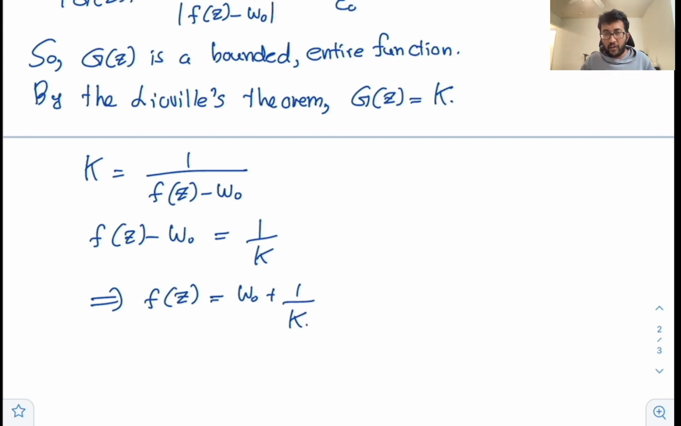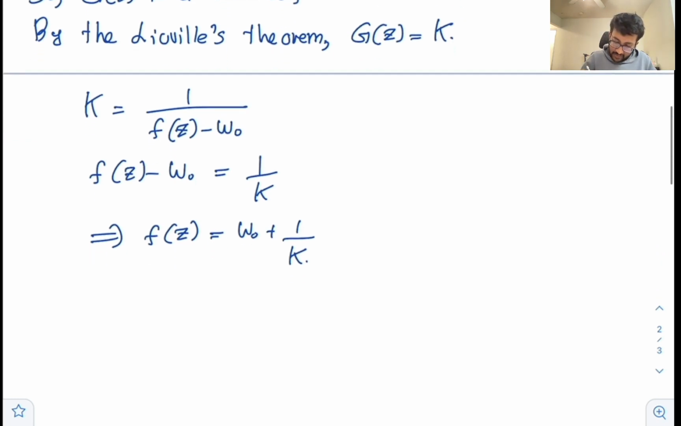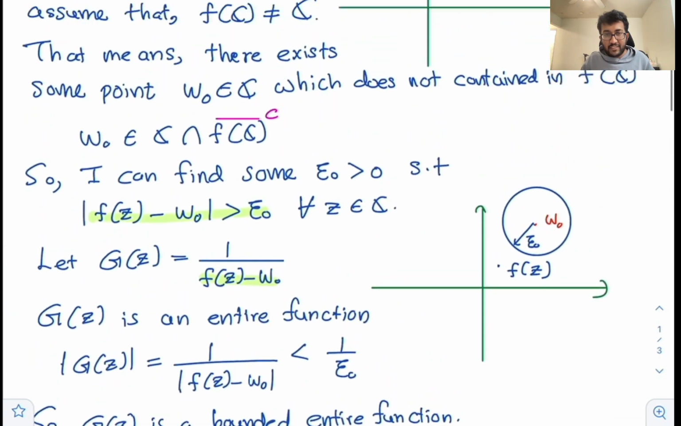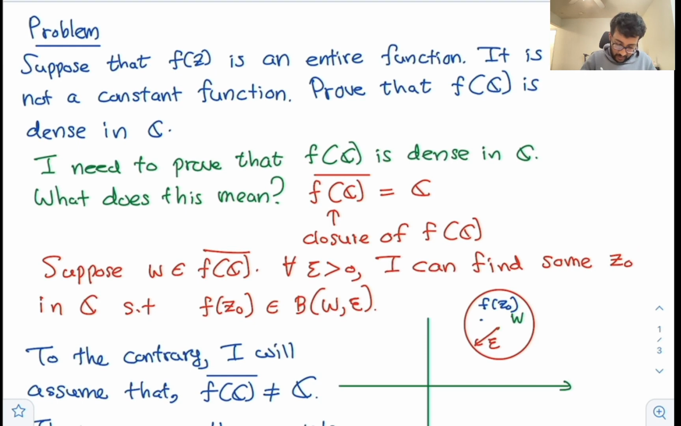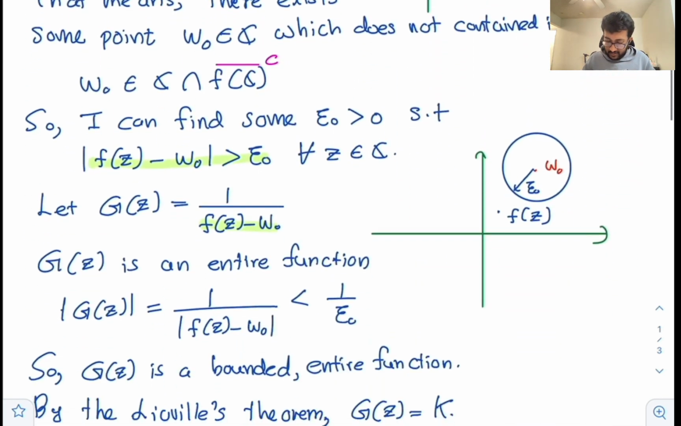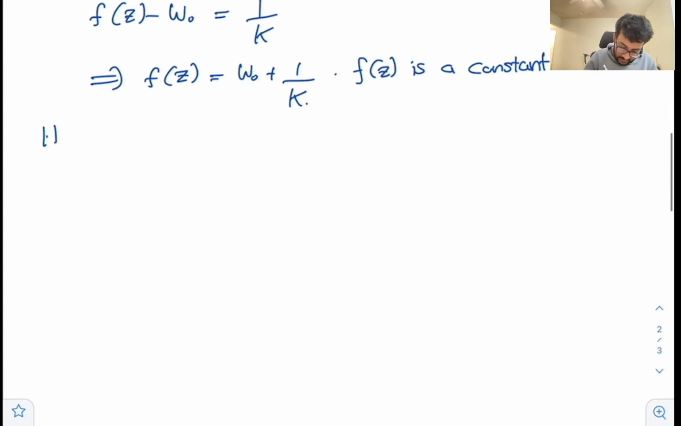Right. So we got a result which says that f is a constant. But in the problem it says that f is a non-constant function. So this leads to a contradiction.